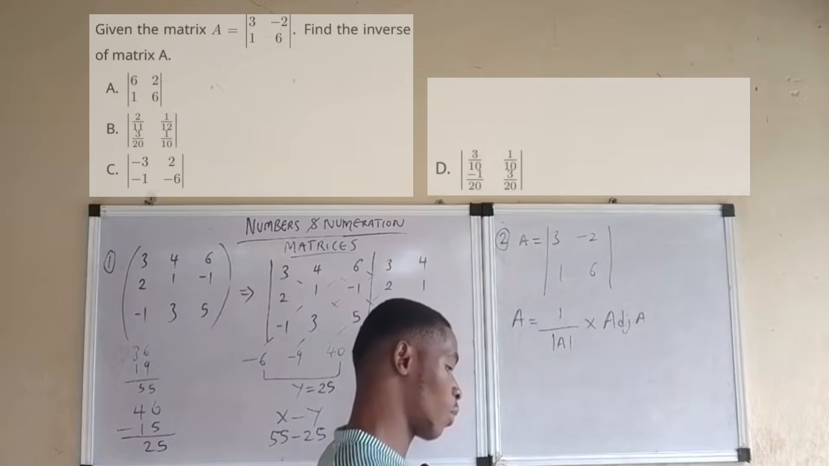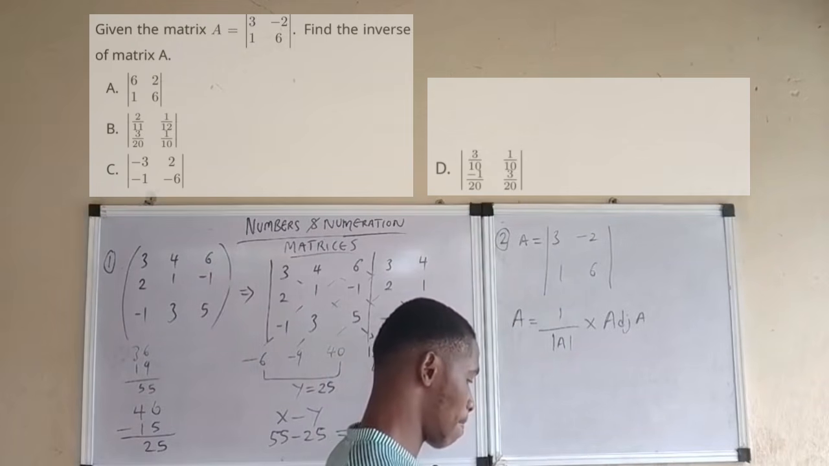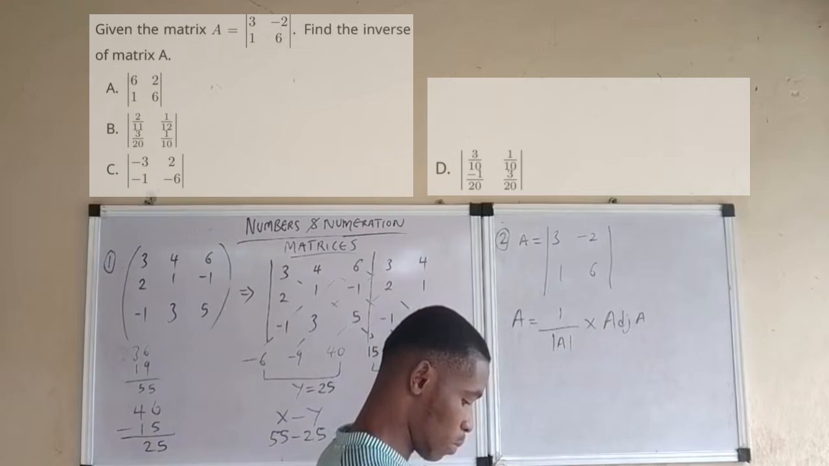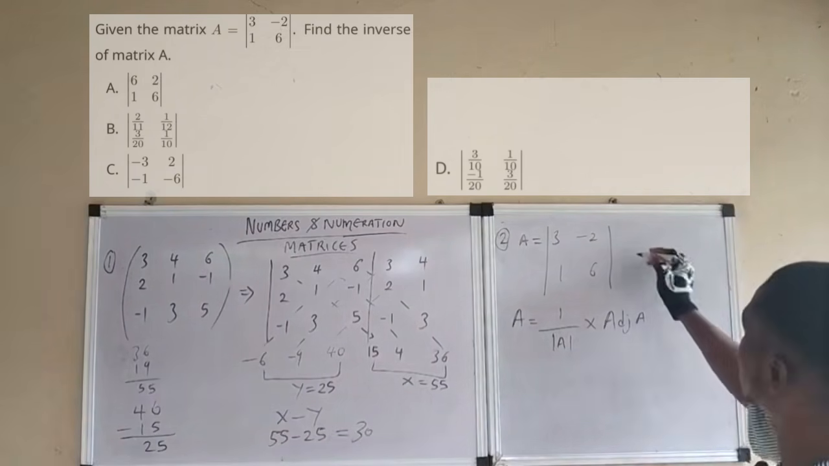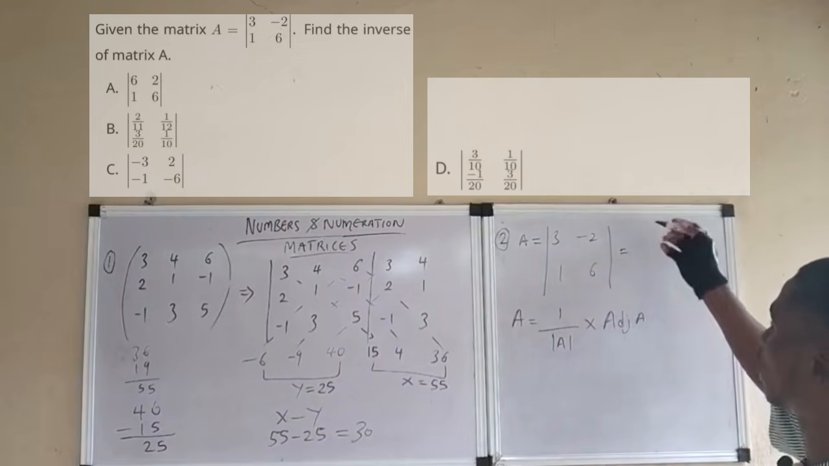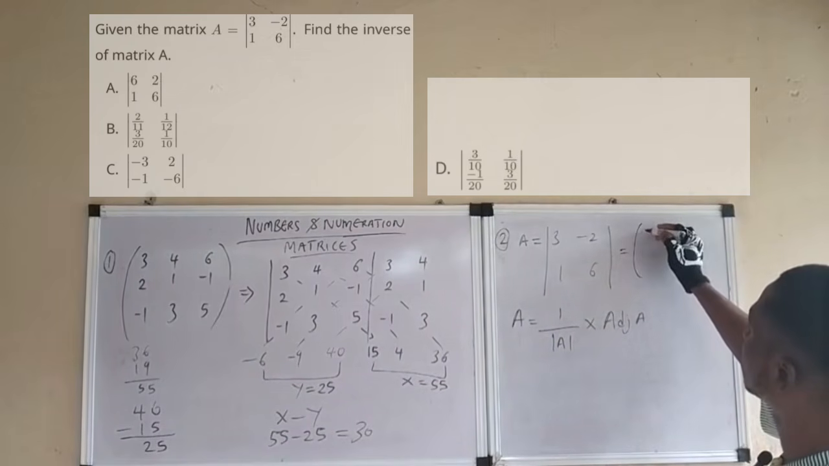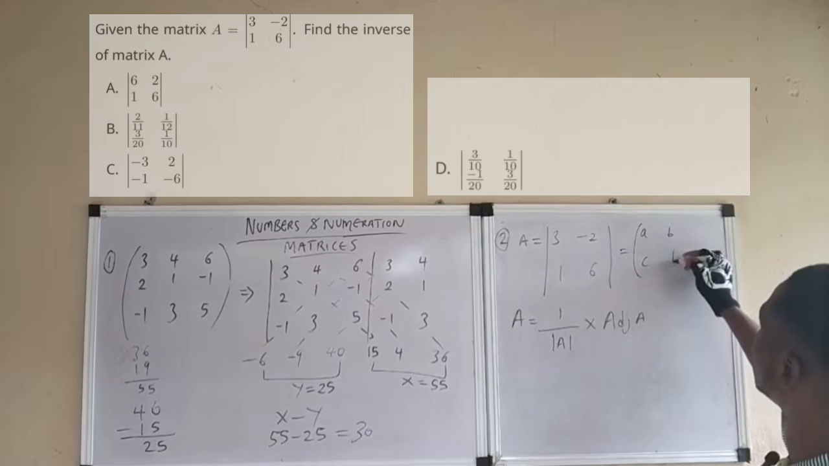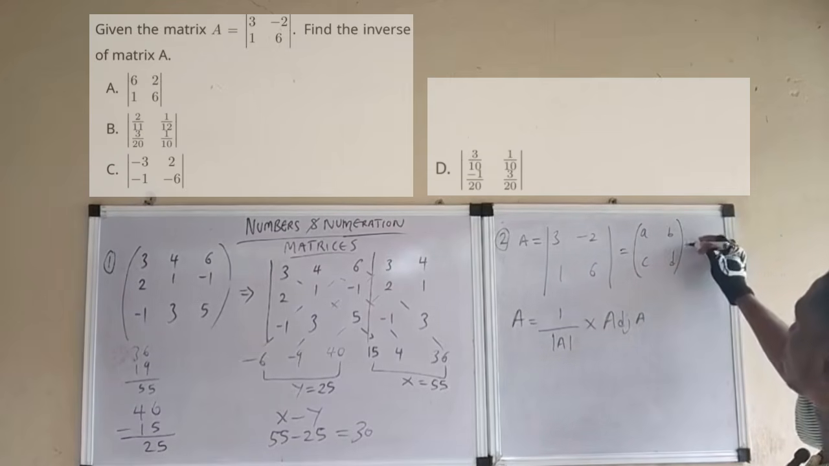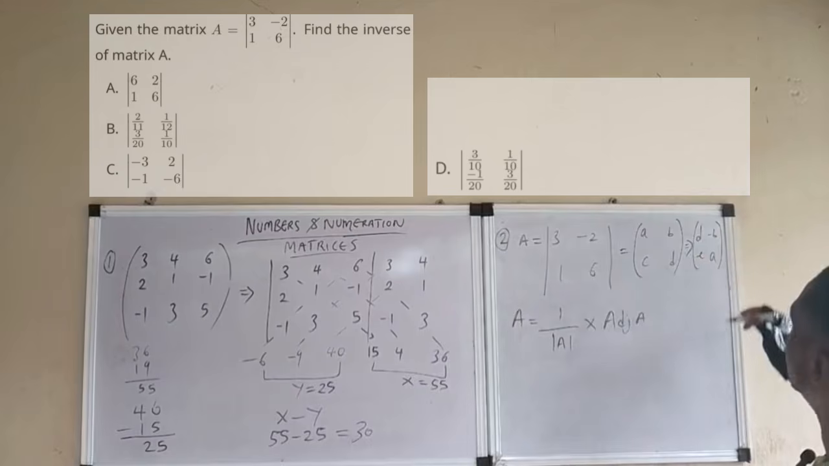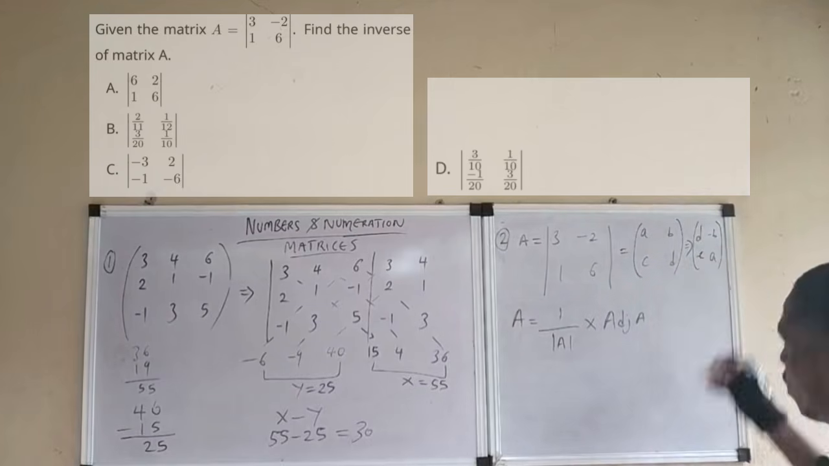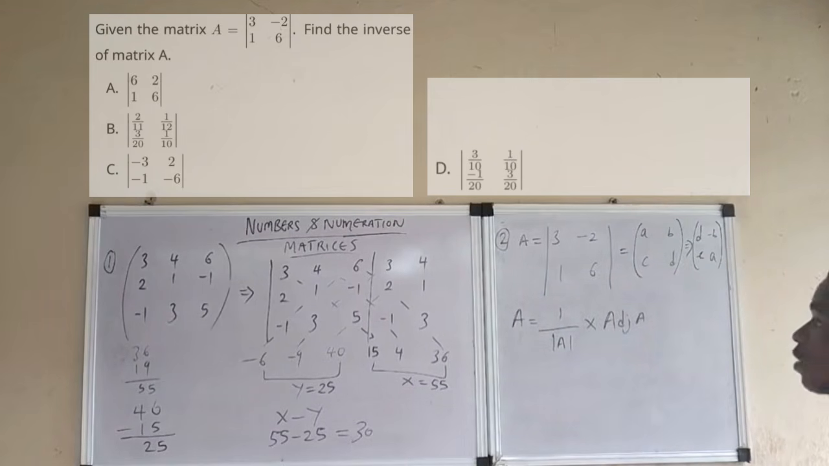So this is a representation of what the adjoint would look like. If, for example, you have elements A, B, C, D, the adjoint is going to be something like this: D, minus B, minus C, A. So take note. The adjoint is going to be like this. Now, this only applies to a 2 by 2 matrix.